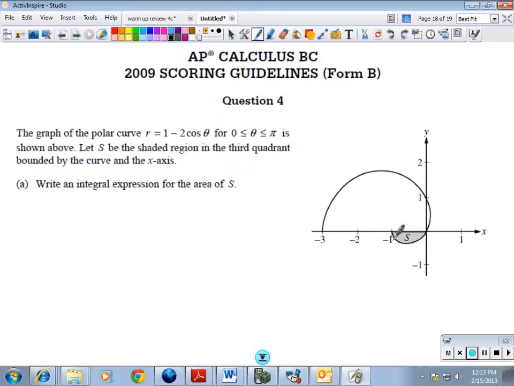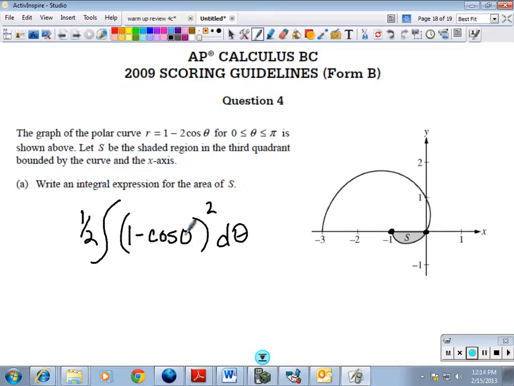Well, all we need is this value and this value. This was in the no calculator portion, so you did not have to integrate it, you just needed to write the expression. We know this. We need to fill this in, which is pretty obvious: 1 minus 2 cosine theta. All we need is from here to here.